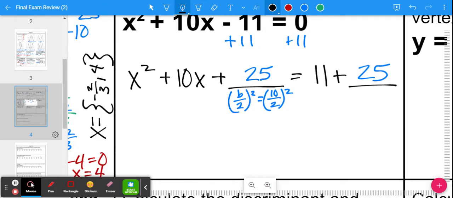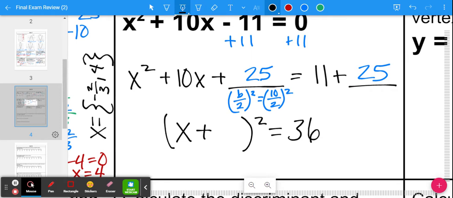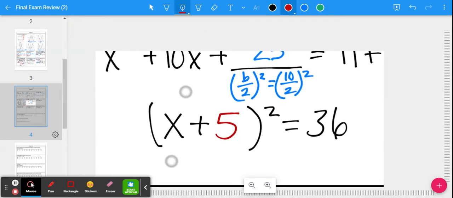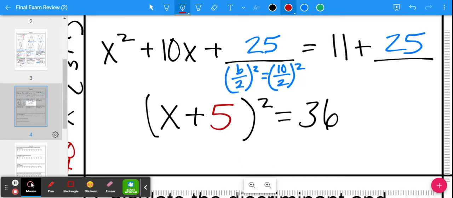So that gives us, we can go ahead and break down this right side. We have, because we're completing the square, so to figure out what goes in this space is we actually just do the inside of this. So b divided by 2, so that's 10 divided by 2, which is 5. So x plus 5 quantity squared equals 36. Now we're not finished here. At this point, we have completed the square, but we need to still solve it.